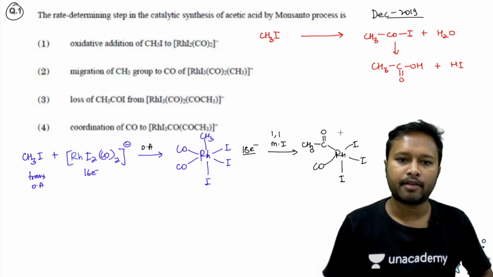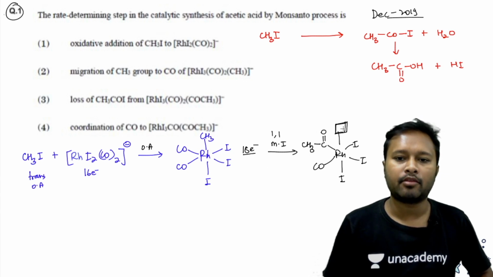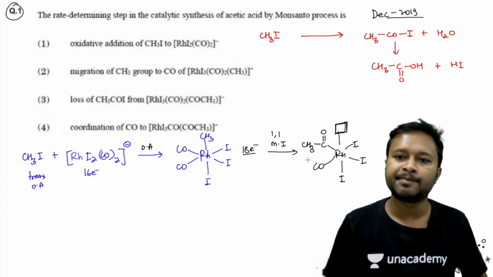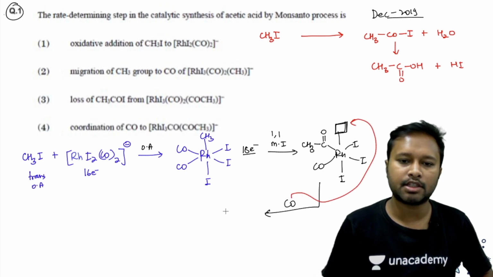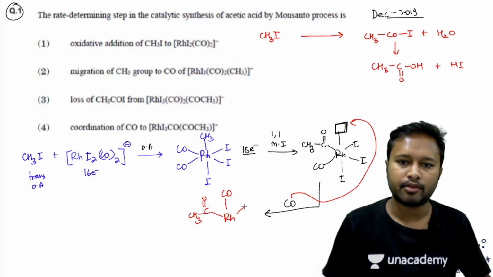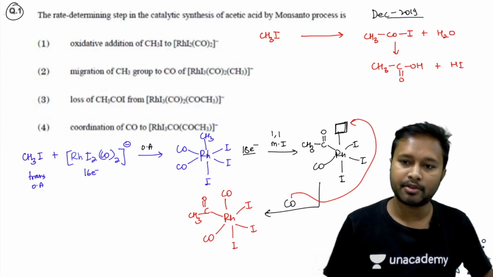Alright, and apart from that you have a vacant site created at this particular place. Now once this vacant site has been created, in the next step you can add a carbonyl group to this. So this carbonyl will come and bind to this particular position, giving you this species. It's going to be Rh CO, C double bond O CH3, and then you have I, you have CO, you have I, and you have I. Alright, so that's the species which you have.